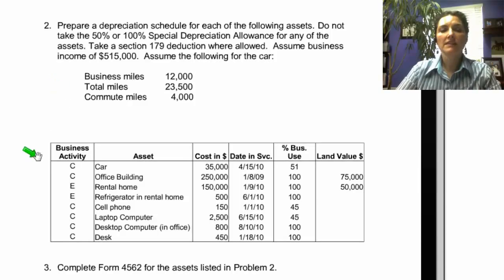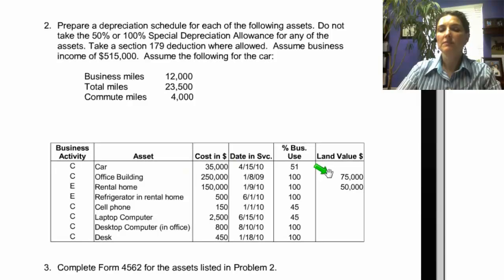We then look at the assets being depreciated. We have a Schedule C activity and we have a Schedule E activity. We have to divide the assets being depreciated between the two activities. That means 2 depreciation schedules and 2 Forms 4562. The Schedule C will include the car, the office building, the cell phone, the laptop computer, the desktop computer, and the desk. We have to observe the cost, the date placed in service, and the percentage business use.